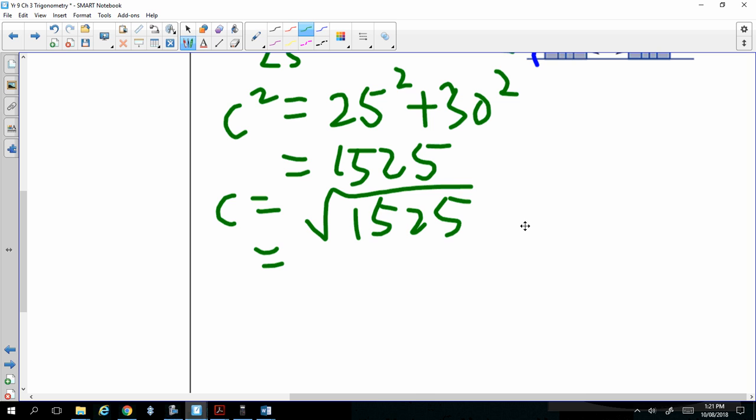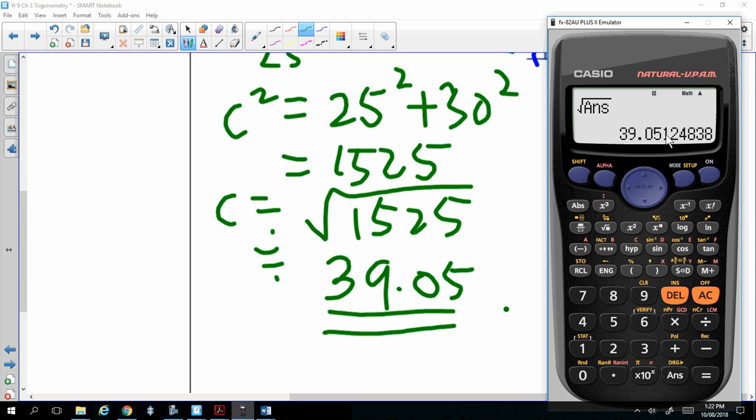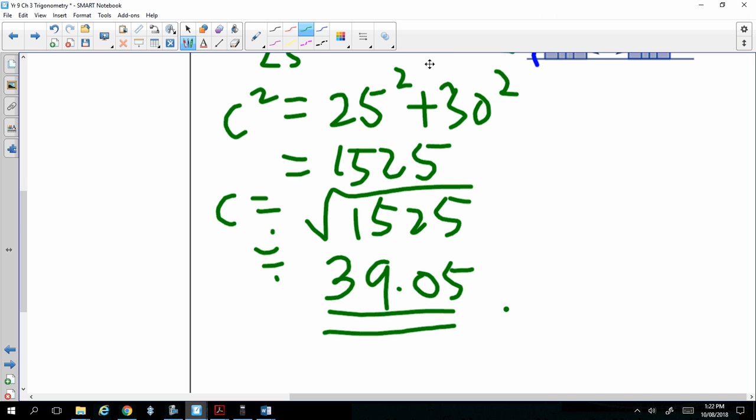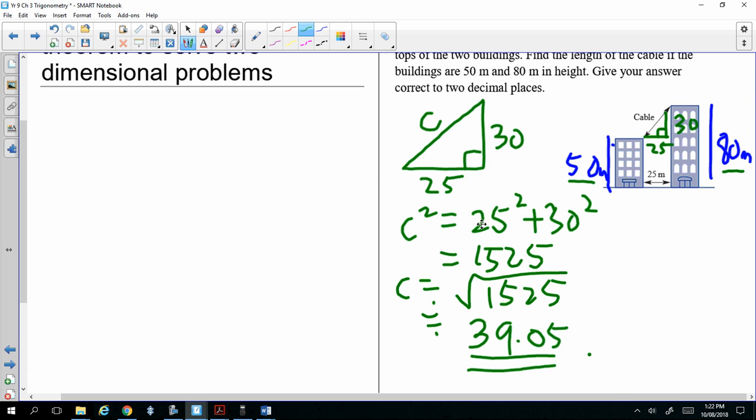39.05. But it's 2 decimal places. So if it's 2 decimal places, you look at the third digit. If it's 1 decimal place, that will be 39.1. Get it? All right, that's the length of the cable. Any questions? All right, let's move on to the next page. All got it?